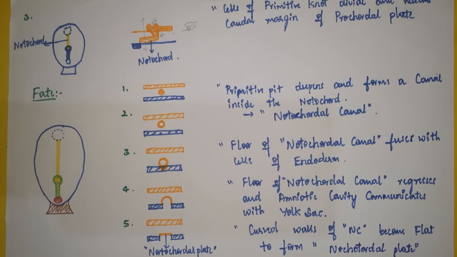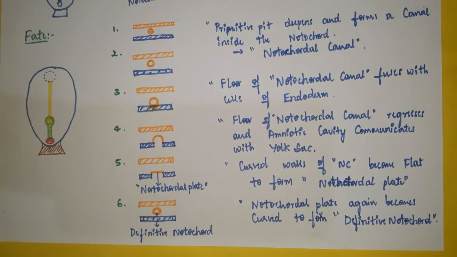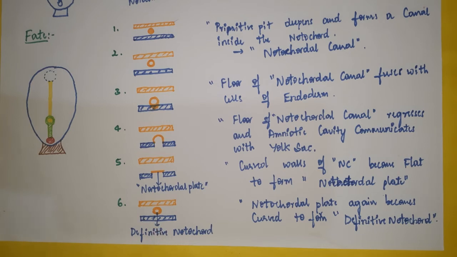Remember the fate of the notochord. Previously in the first stage it was solid notochord, then becomes notochordal canal. After, floor will become degenerated. What happens to the notochordal canal now? It becomes flat to form notochordal plate. Solid notochord, notochordal canal, and finally notochordal plate. In the sixth point, reverse process occurs. What is meant by reverse process? Previously, notochordal plate was flat. Here, look at this. Now what happens is, this flat plate will become again curved to form definitive notochord. This is the final notochord. Okay, summary. Notochordal plate again becomes curved to form definitive notochord.